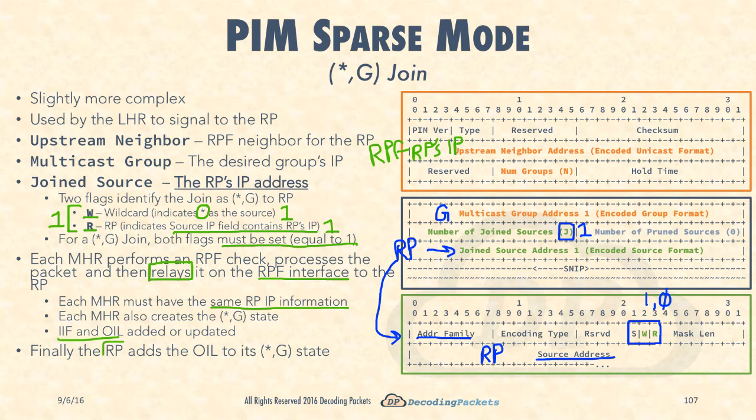Finally, the message should reach the RP, who also updates its own outgoing interface list and adds that to the star, G state. So it'll create the star, G state. It'll furthermore add the receiving interface, the interface that is receiving the star, G join, to the OIL, or it may be the only interface in the OIL.